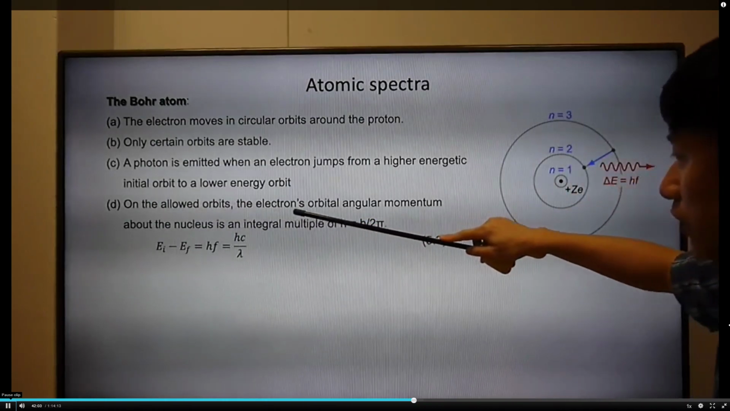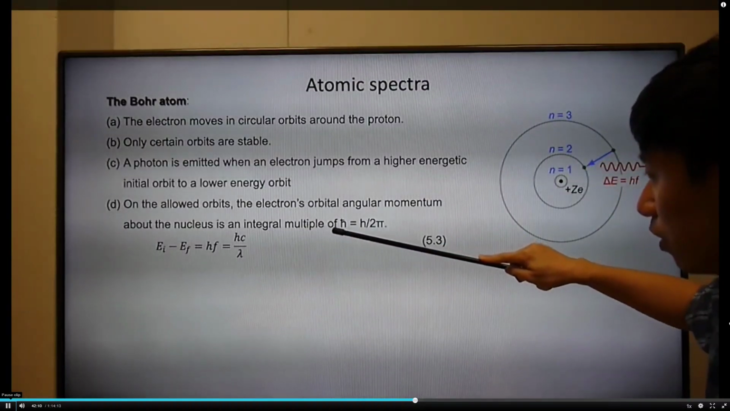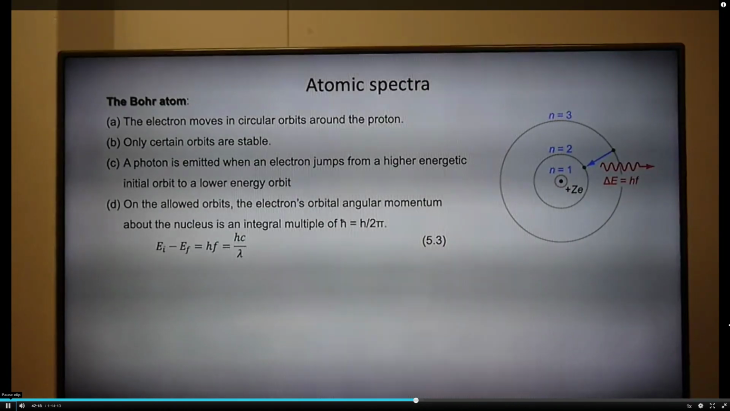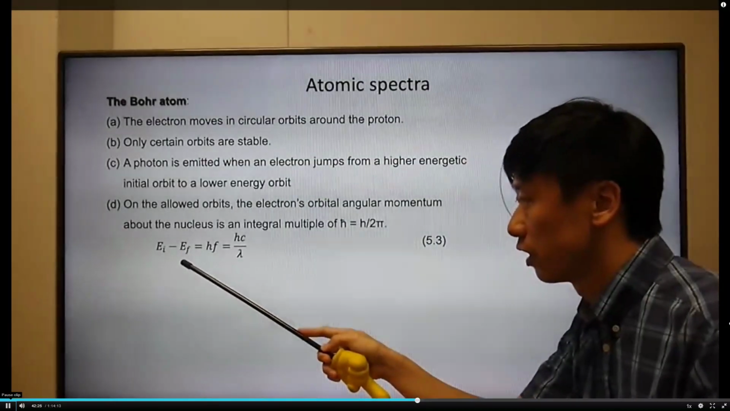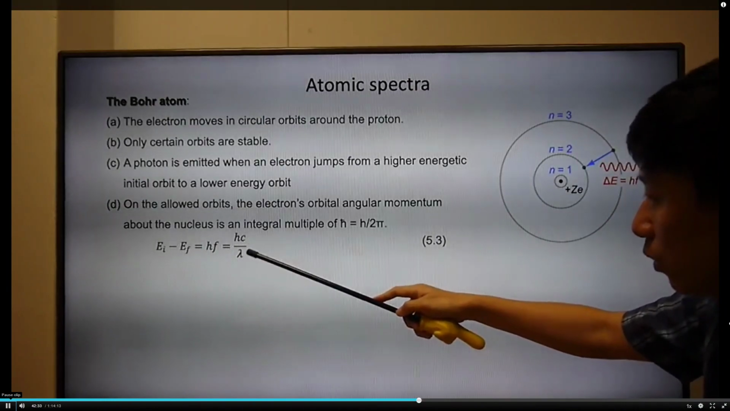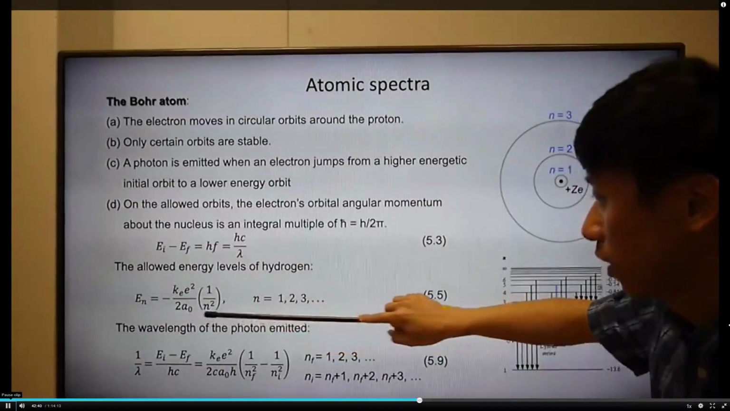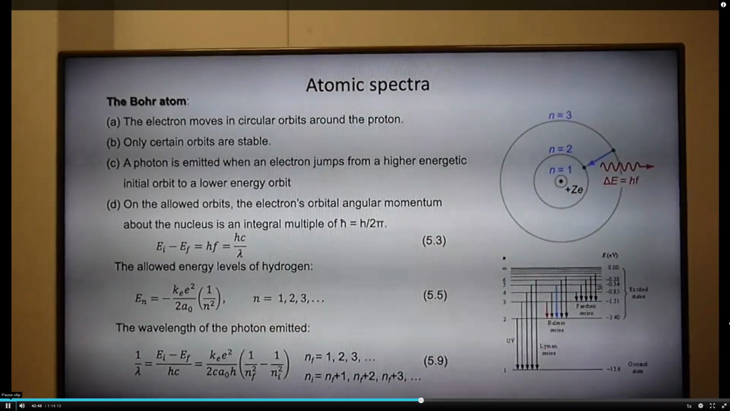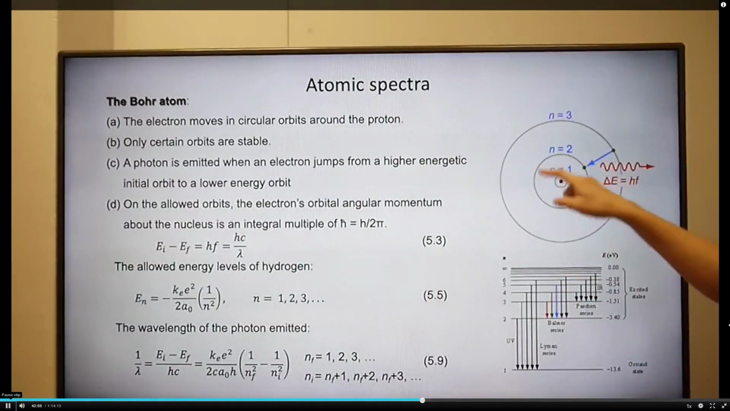On the allowed orbit, the electron's orbital angular momentum about the nucleus is an integral multiple of h-bar, which equals h over 2 pi. So eventually we can have this equation. The delta E, the energy difference, equals the emitted photon energy, hf or hc over lambda. Then he could derive the energy equation for the integer value of n, considering the Coulombic attraction and the centripetal force of the electron when it is orbiting a certain trajectory.